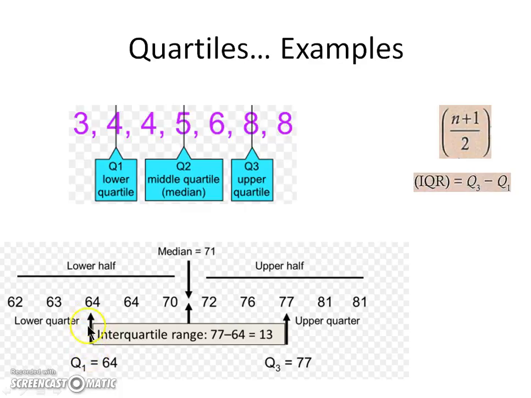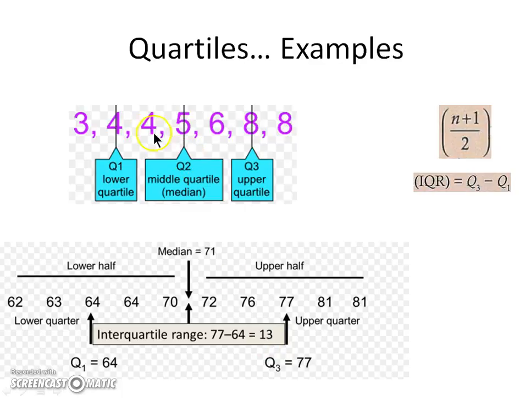So my Q1 would be the median of my lower half. So in this case, it would be 64. To find Q3, third quartile or upper quartile, I'm going to find the median of my upper half. The median of my upper half, in this case, it will be 77. Alright? And the interquartile range is just Q3 minus Q1. So my Q3 is 77, Q1 is 64, so my interquartile range in this case is 13.